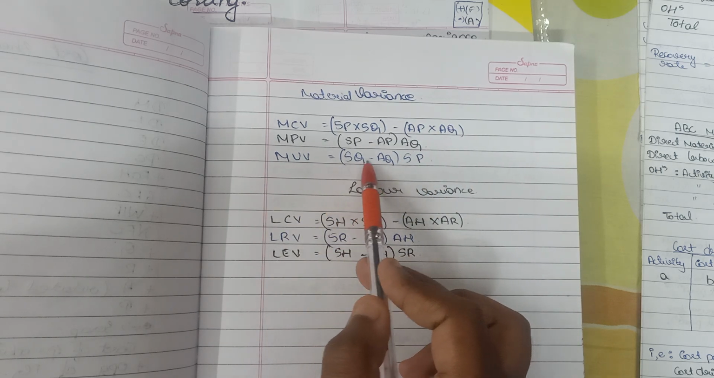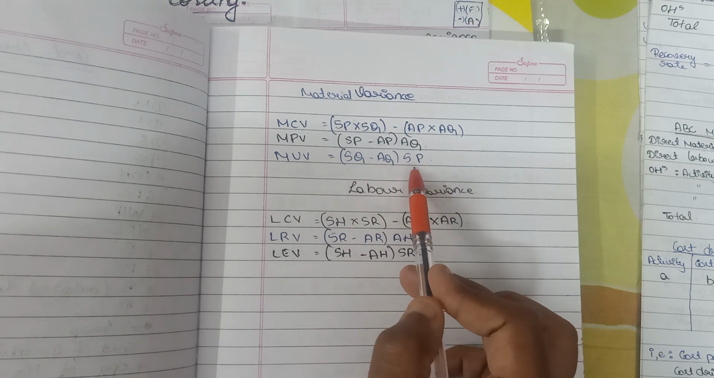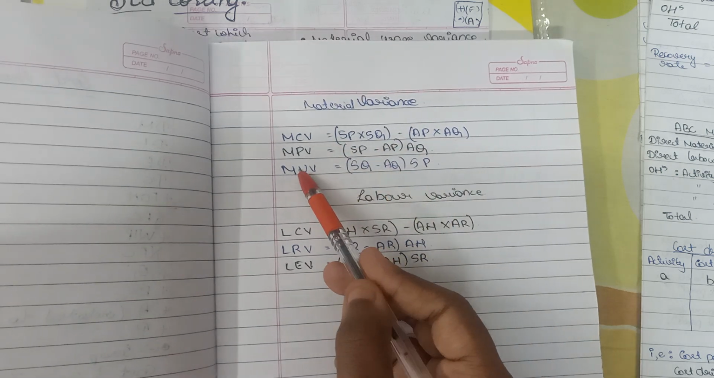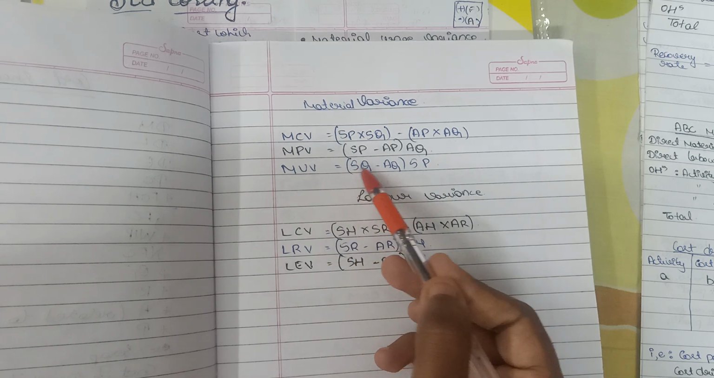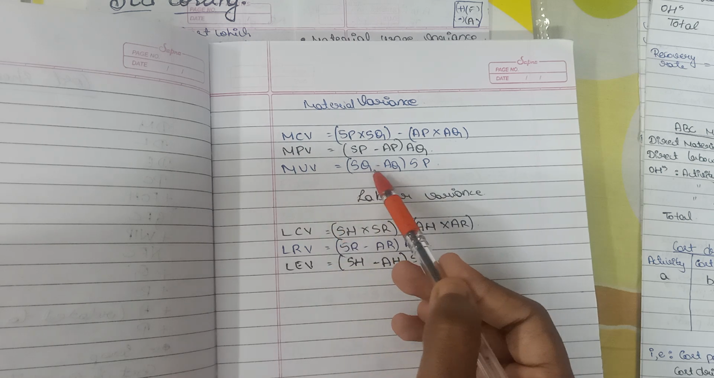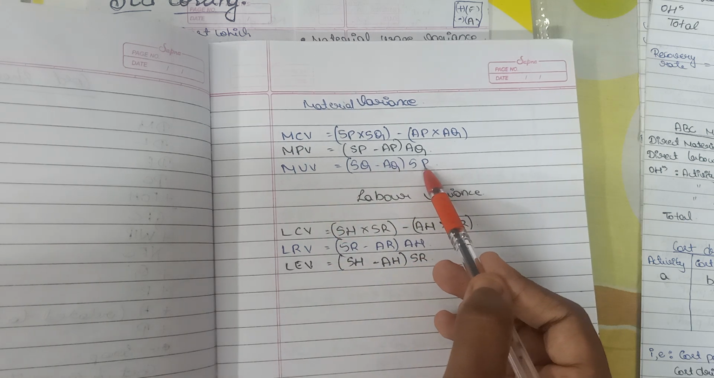MUV is equal to (SQ minus AQ) into SP. For this, I'll remember U is equal to SAS, that is S, A and S. This looks like Q, that is why we'll be writing Q here, and the leftover is P.